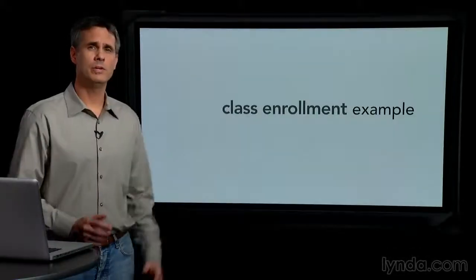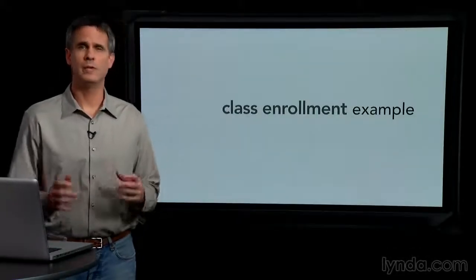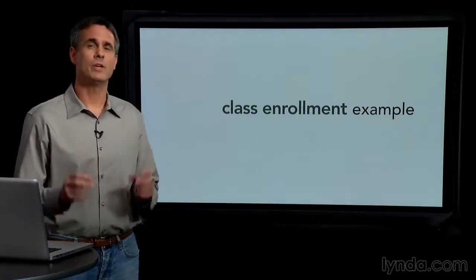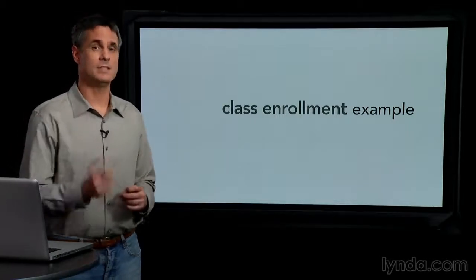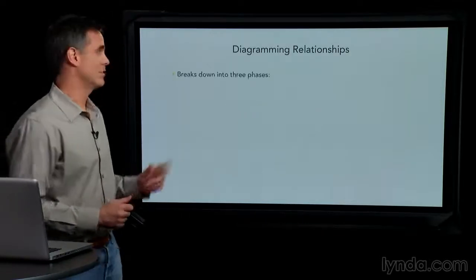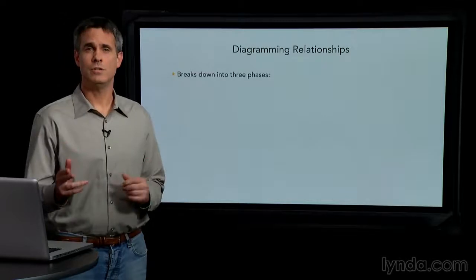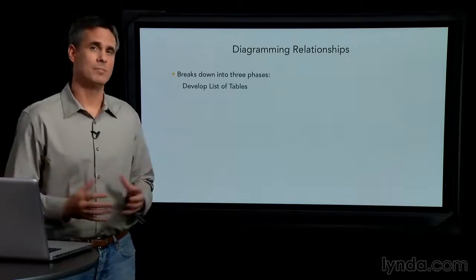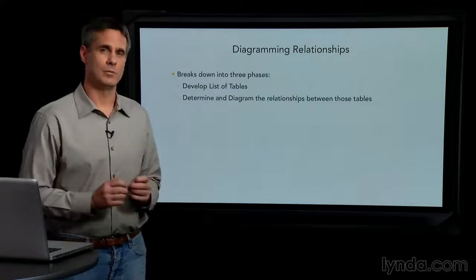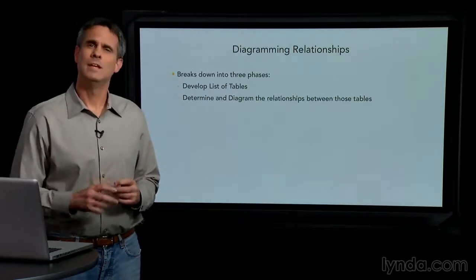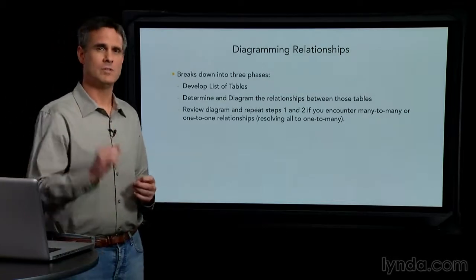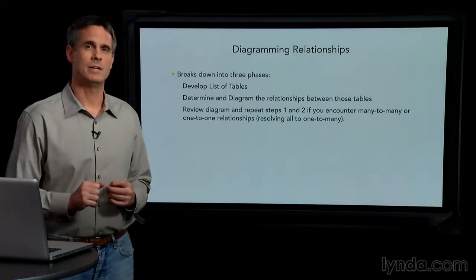In this movie, we're going to use a real-world use case to apply what we've already learned about modeling relationships. But this time, we're going to look at one-to-one relationships and instances. Remember, data modeling breaks down into three phases. First, you develop a list of entities or tables that belong in the data model. Next, you determine and diagram the relationships between those entities. And finally, review the diagram for correctness and consistency, and sometimes you'll revisit steps 1 and 2 when necessary.